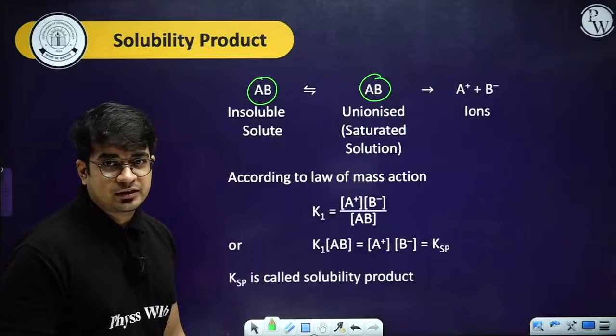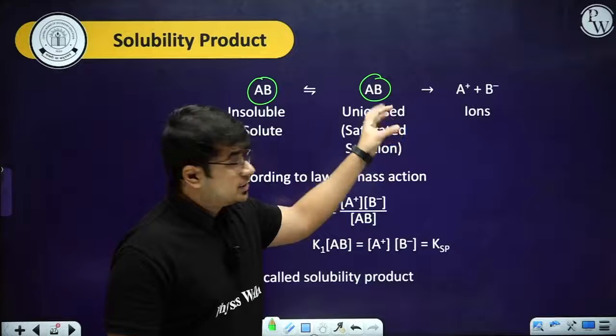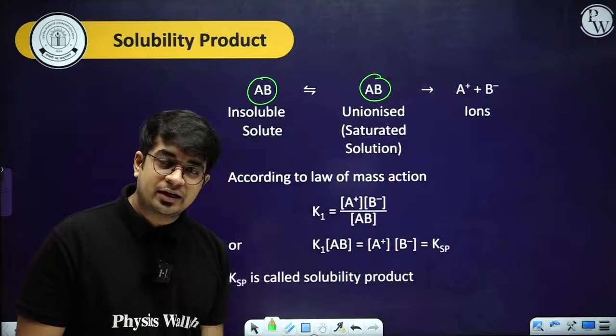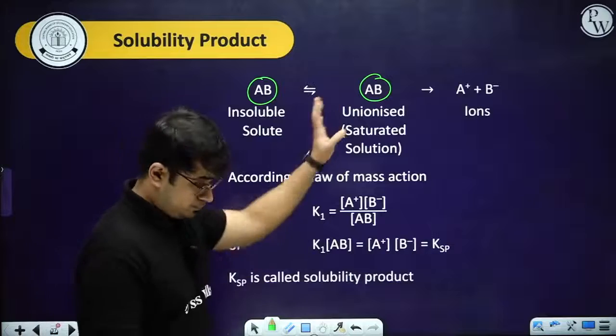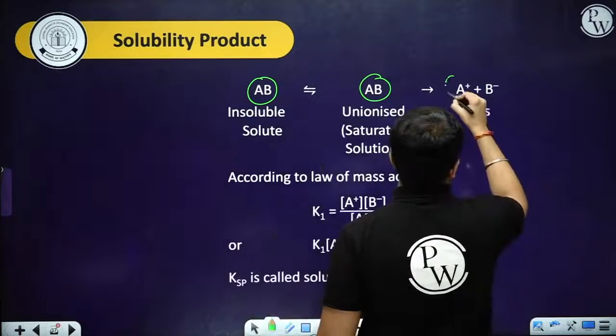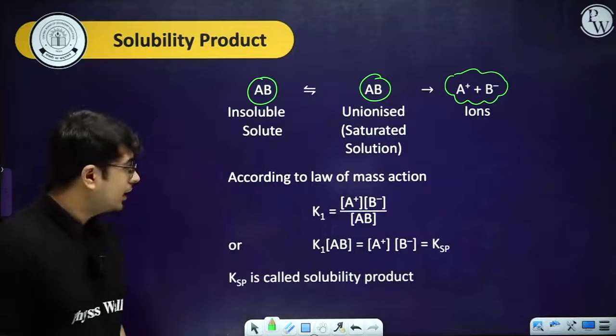Something of this entire part is going to be dissolved, but in that particular case, a specific amount is going to be converted into ions, which gives the ionic concentration. The rest will remain unionized as it is. So eventually it's going to form A positive as well as B negative ions.